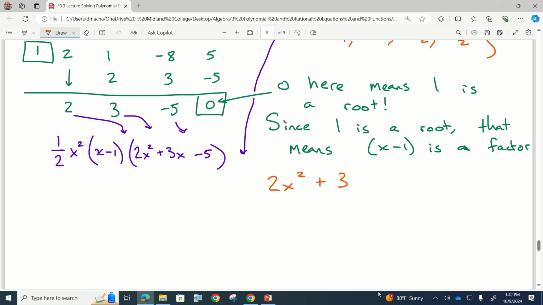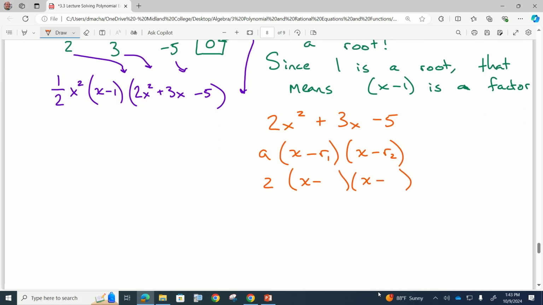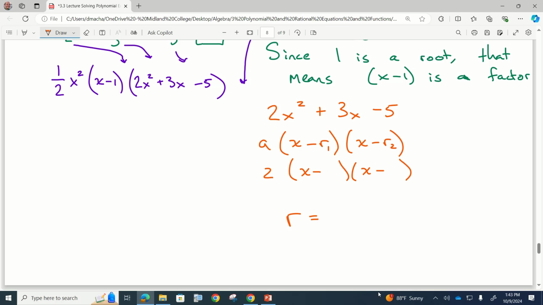But we already know how to factor a quadratic polynomial. It's going to look like a times x minus r1 times x minus r2 whenever I rewrite that in factored form. Of course, a for this quadratic polynomial is just the number 2. And the only thing I need to know to rewrite this in factored form is what are the roots of this quadratic. There's 2 roots. We can always find the roots using the quadratic formula.